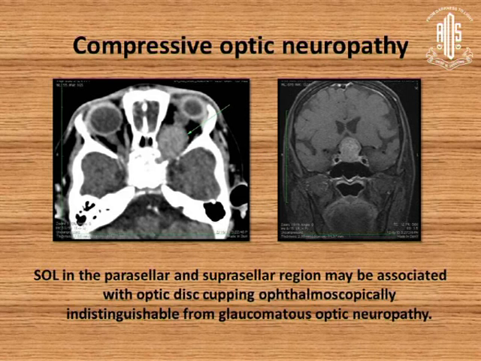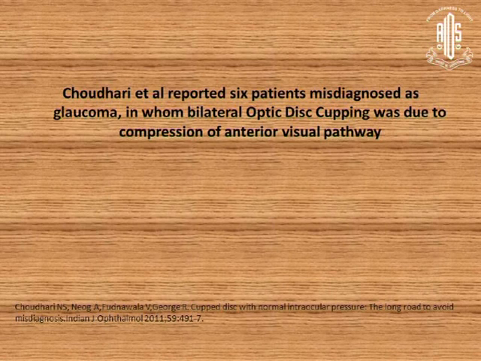Coming to compressive optic neuropathy, space-occupying lesions in the parasellar and the suprasellar region may be associated with optic disc cupping ophthalmoscopically, which may be indistinguishable from glaucomatous optic neuropathy. Chaudhary et al. have reported 6 patients misdiagnosed as glaucoma, in whom bilateral optic disc cupping was due to compression of the anterior visual pathway. They stated that a low index of suspicion is the main reason, where all the factors which we have covered, which include a visual field defect which respects the vertical meridian and a pallor more than cupping, were missed. These are the main causes why these cases get misdiagnosed.